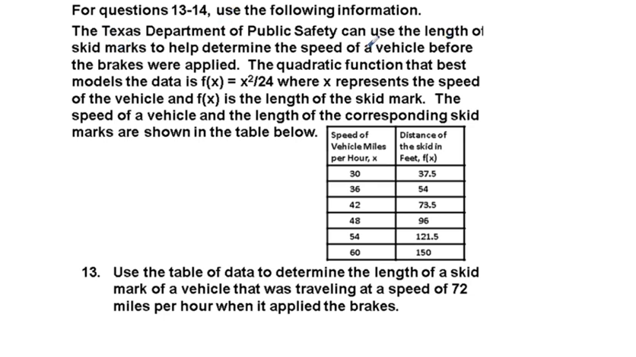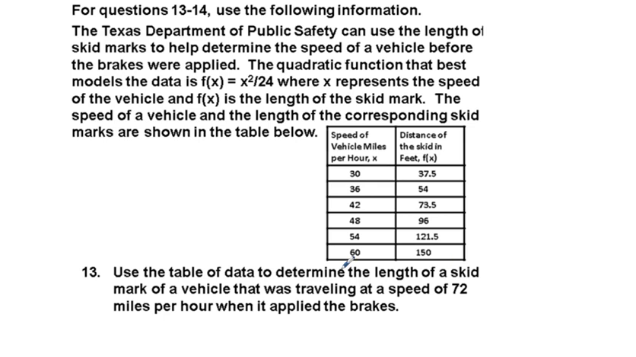The Texas Department of Public Safety can use the length of skid marks to help determine the speed of the vehicle before the brakes are applied. The quadratic function that best models the data is f(x) = x squared over 24, where x represents the speed of the vehicle, and f(x) equals the length of the skid mark. The speed of the vehicle and the length of the corresponding skid marks are shown in the table below. And so we have some data.